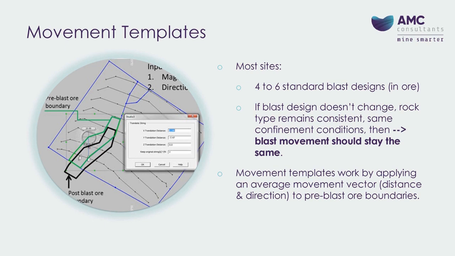What I've also found is if these conditions do not change, for instance, if you have a blast at 0.5 kilogram per tonne powder factor in a certain rock type, always fired to a free face, always fired along the echelon, you'll find that blast movement generally is the same each time. It doesn't change, not significantly. So the movement template method works on this understanding by applying the average movement vector, so the distance and direction for that particular blast type measured from previous blasts.